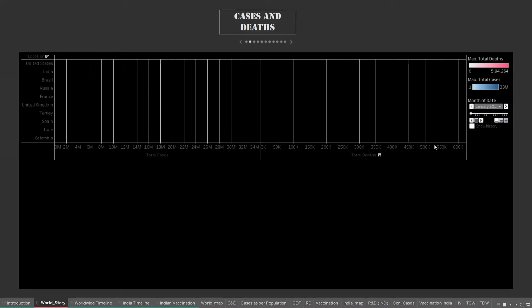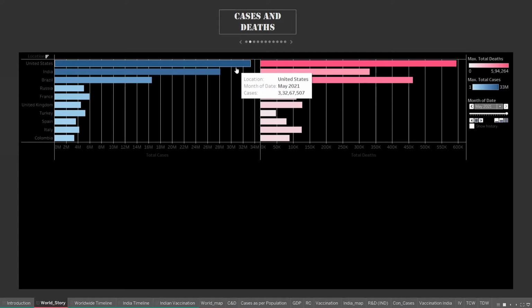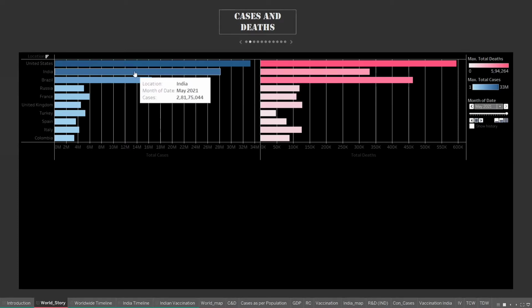Now I have used the bar graph representation to represent the cases and death variation. Herein, we can clearly identify that US has the greatest number of cases as well as deaths, which is being followed by India, Brazil, and so on.